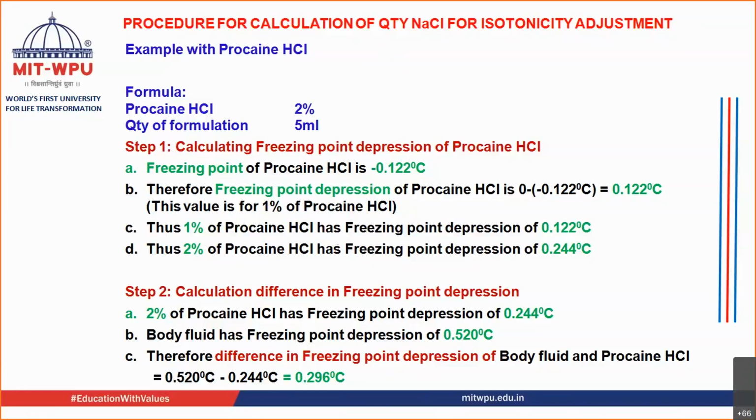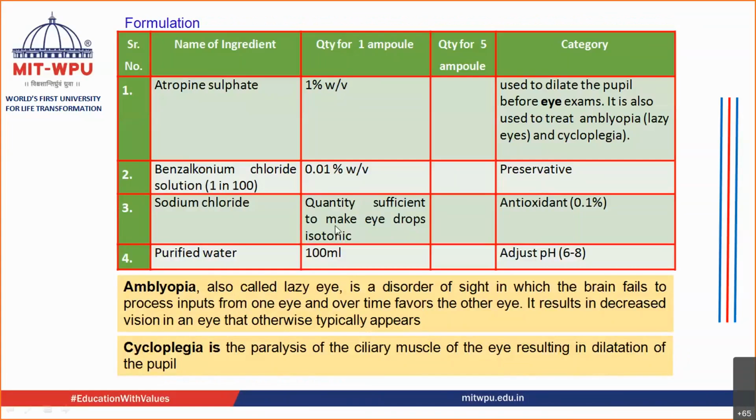What I want you to do is take a notebook, take a pen, and write down the method of calculating freezing point depression. Then I am going to give you an assignment which you have to do in this practical only, where you have to find out the freezing point. You have to calculate the quantity of NaCl that is required in the formulation. Then we are going to replace it with the quantity that you have calculated. I hope I am clear.